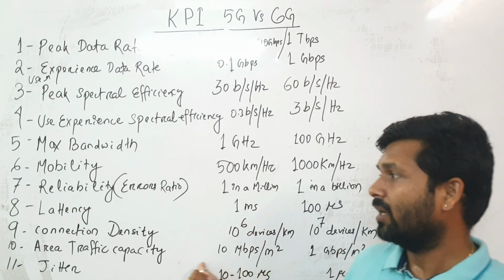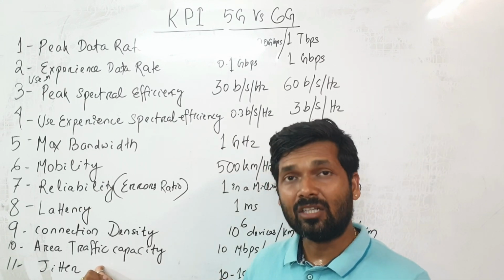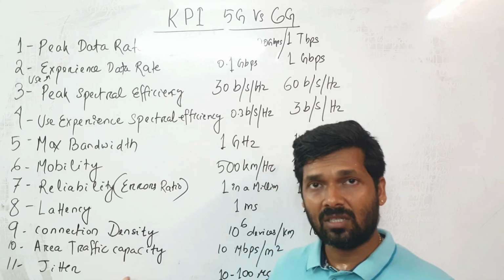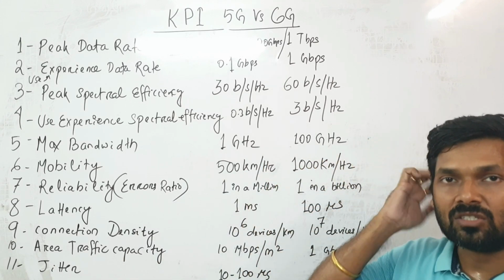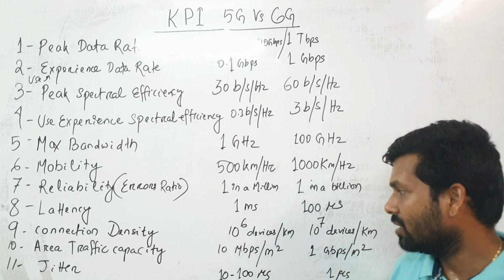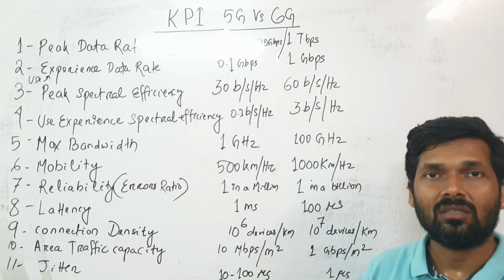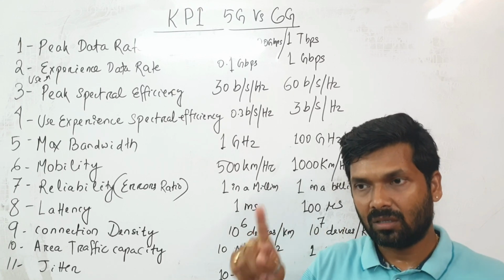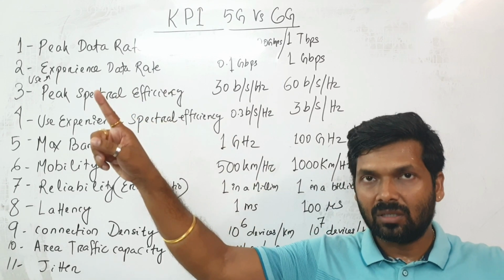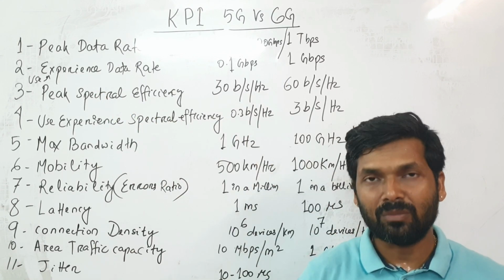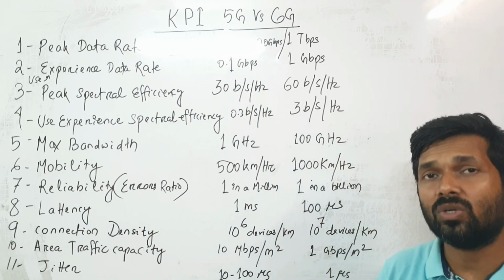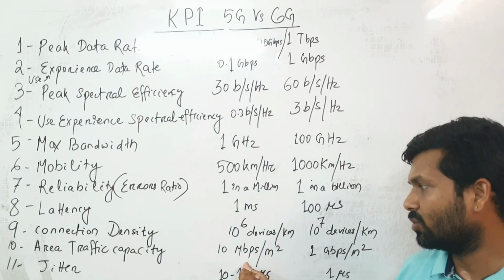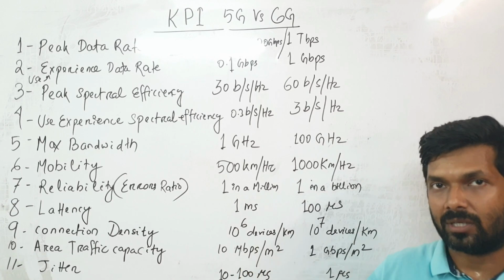Now the 10th one, area traffic capacity. In 5G we are achieving 10 megabits per second. If we take a square meter, 1 meter length and 1 meter breadth, we can experience up to 10 megabits per second. That is 10 Mbps per square meter.